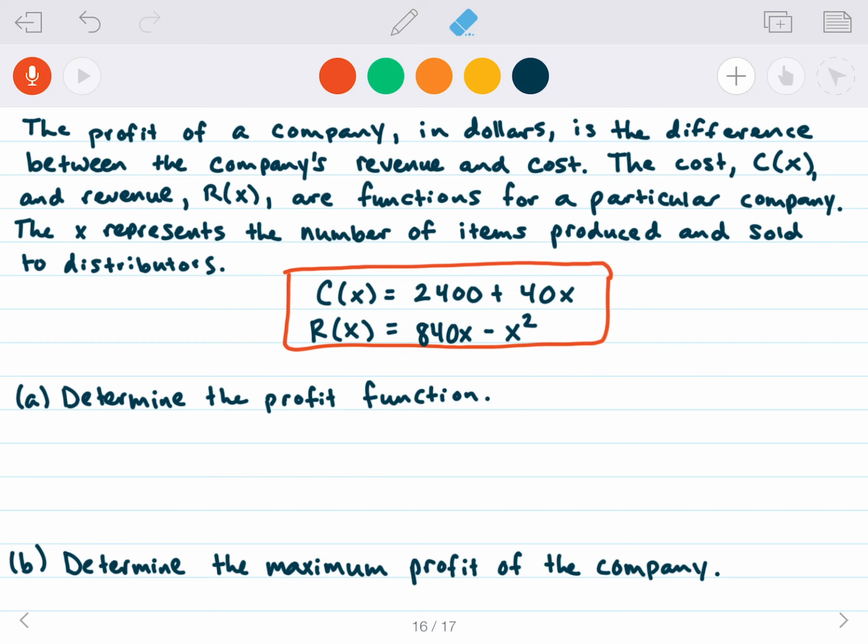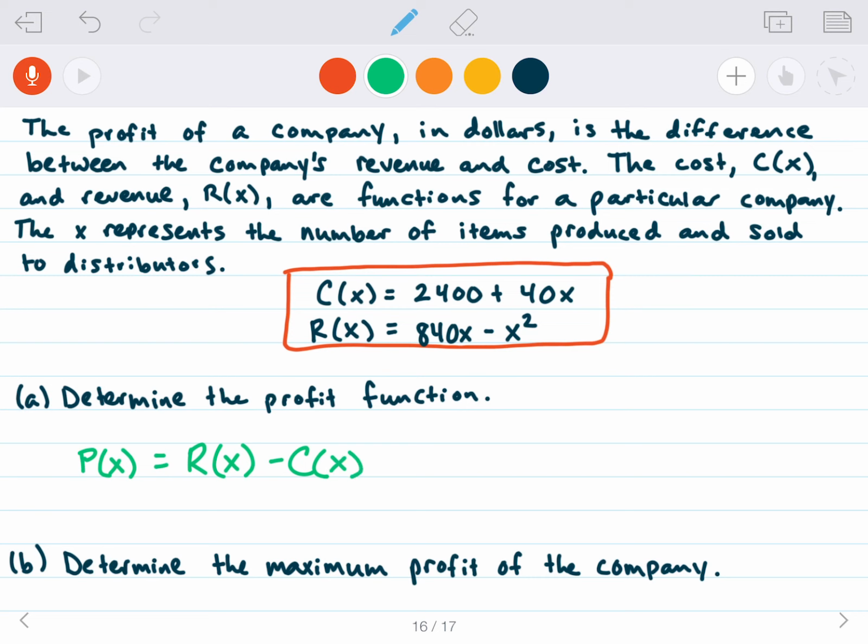Okay, so the first question says determine the profit function. So I'm going to call that P of X, profit, in terms of X. And we're told, in the little paragraph above here, that it's the difference between the revenue and the cost. So P of X, the profit that I make, is how much money is coming in minus how much money it costs to maintain the business.